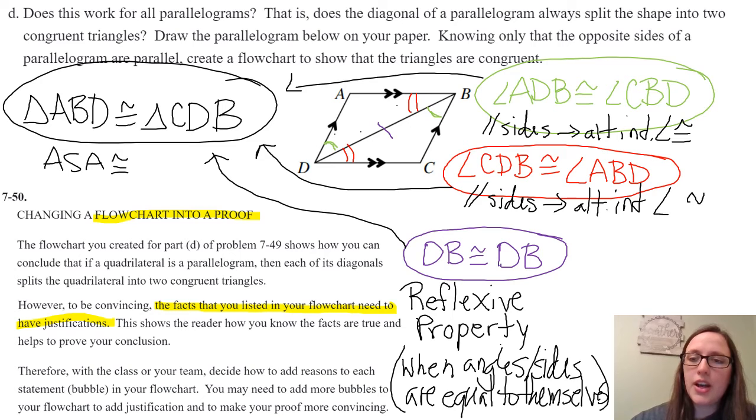And I do a lot of shorthand. Like honestly, on these bubbles, I probably wouldn't even put the first part. I'd probably just put alt int angles congruent, or alternate interior angles. All right.